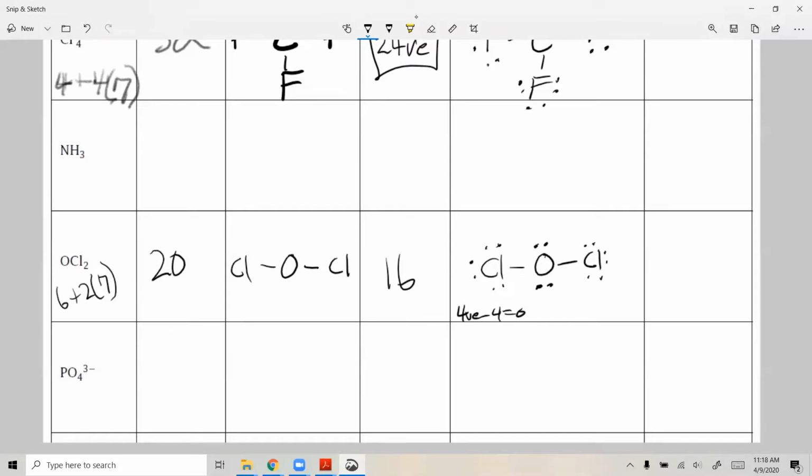And so you can keep going through and you can complete all of those. If you get to a point where you have everything single bonded and you still have valence electrons left over, that means that you have one of those exceptions to the octet rule. It means that you might have an expanded octet, and so we'll be looking at that.